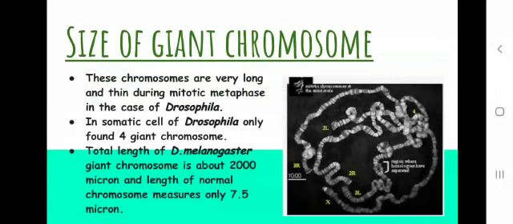Now let's see the size of these giant chromosomes. These chromosomes are very long and thin, and during mitotic metaphase in the case of Drosophila, in the somatic cell, only 4 giant chromosomes are found. The total length of the Drosophila melanogaster giant chromosome is about 2000 micron, and the length of a normal chromosome measures only 7.5 micron.